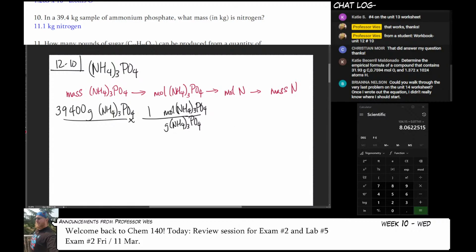Okay. So we're going to look up the molar mass of this on Lenntech. (NH4)3PO4, and I got 149.09. So this would tell me how many moles I have.